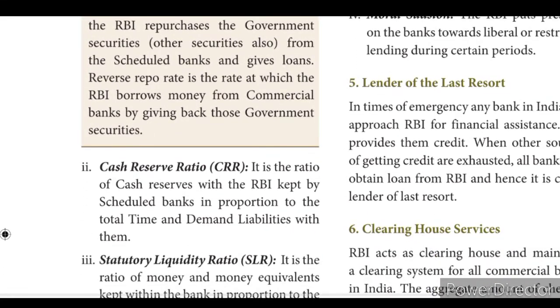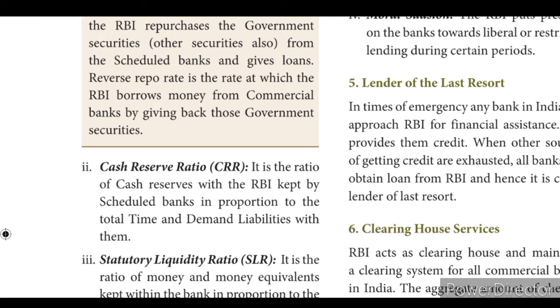Cash reserve ratio is the ratio of the cash reserves kept with the RBI by the scheduled banks in proportion to the total time and demand liabilities with them. So CRR is nothing but the cash reserve ratio. Like when you open an account, you pay some money and have it as an opening balance, right? You should have a permanent balance in your account. They will tell you your minimum balance should be around 5,000. It means you must have that minimum 5,000 in your account. Every time you must maintain that.